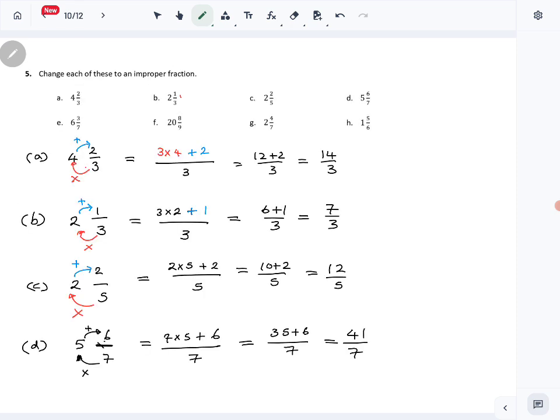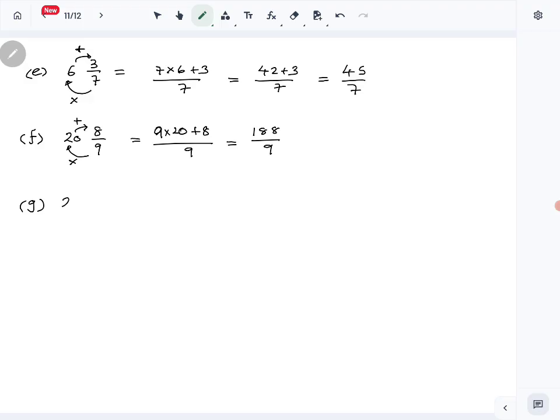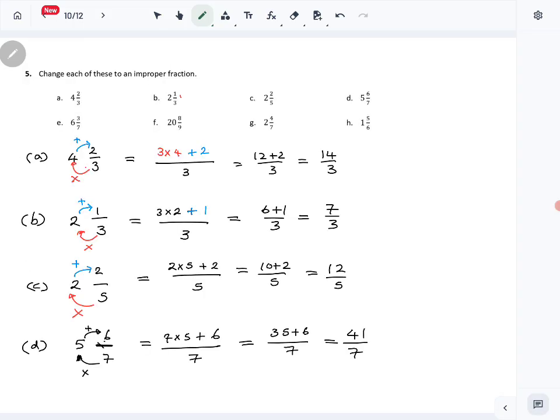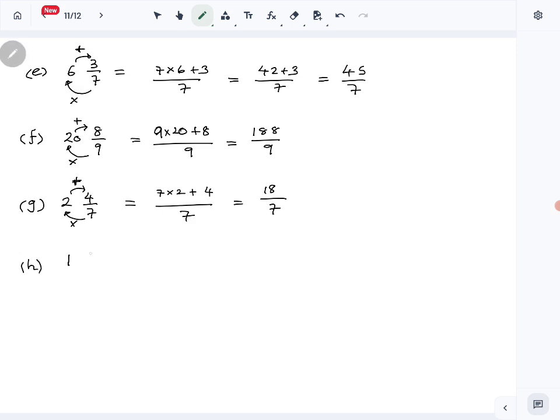Right. Then the next one, 2 and 4/7. So 7 times 2 plus 4 over 7. So 14 plus 4, which is 18 over 7. Right. Then the last one. The last one is 1 and 5/6. So 6 times 1 plus 5 over 6. So 11 over 6. Right.